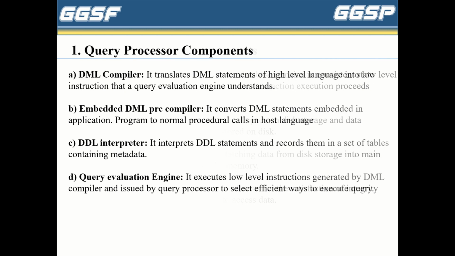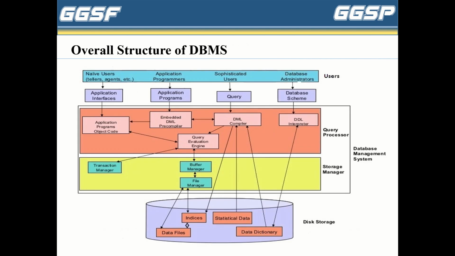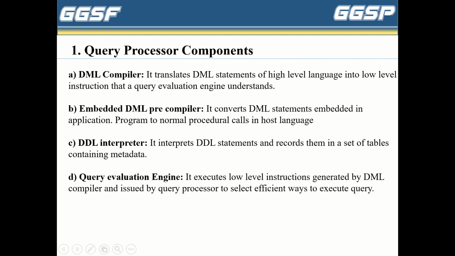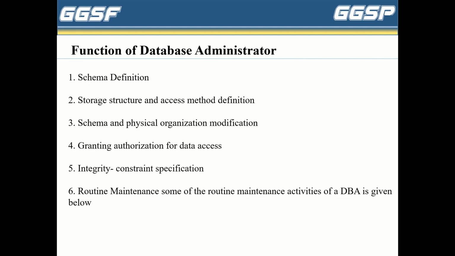So the database management system structure is divided into 3 parts. First, user, second, database management system, and third, disk storage. Next, that is the function.